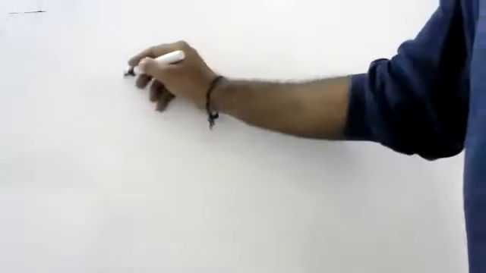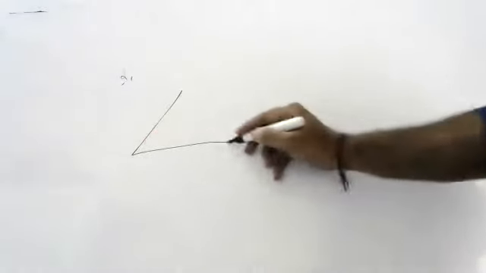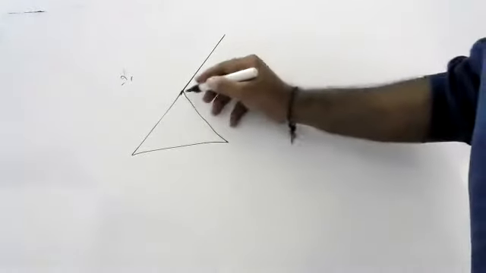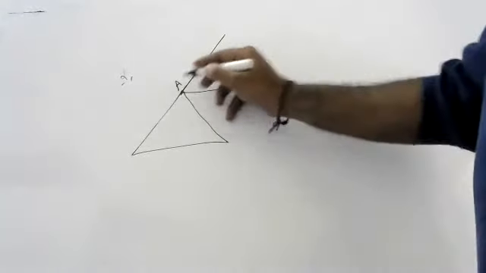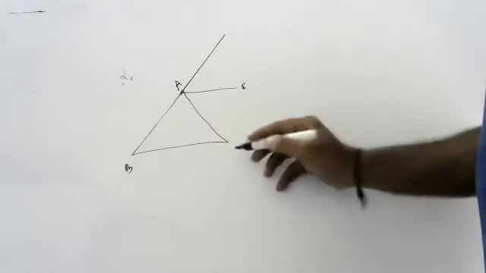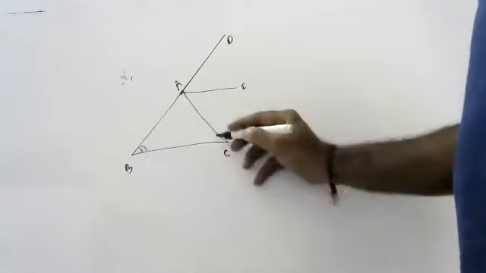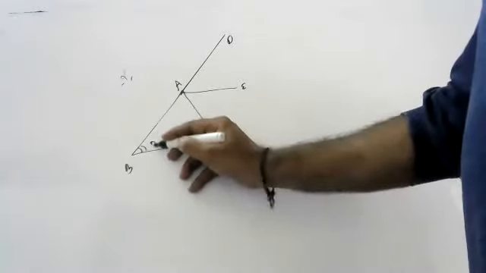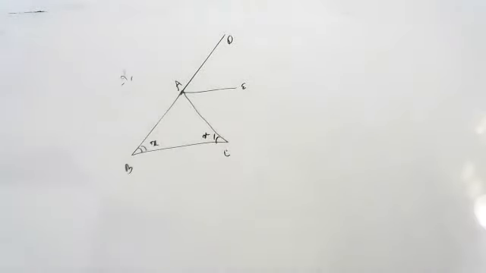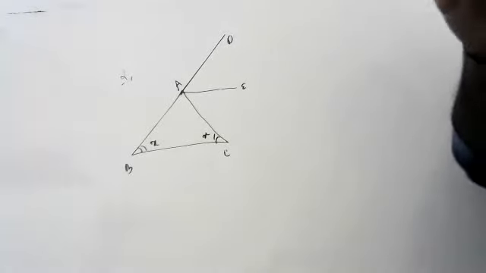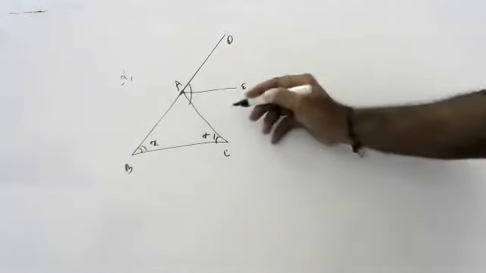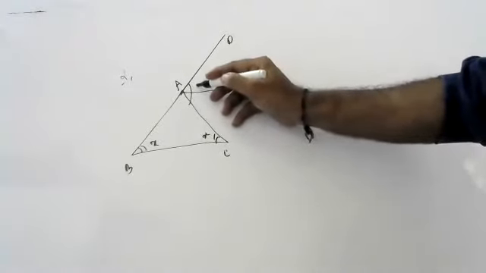Coming to the second question, Pravanika, are you there? Yes, sir. The second question is like this. There is a triangle and there is an extension. This is B, this is C, this is D, and this is E. They said that angle B is equal to angle C. And this is also a bisector. Bisector means A is equal to A.